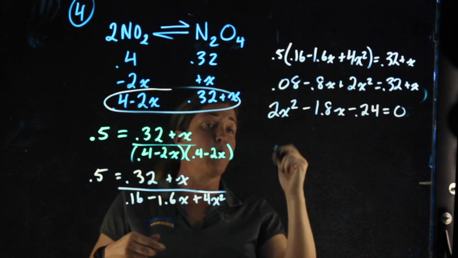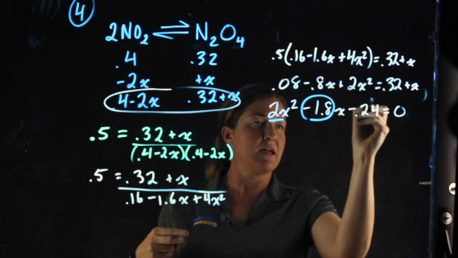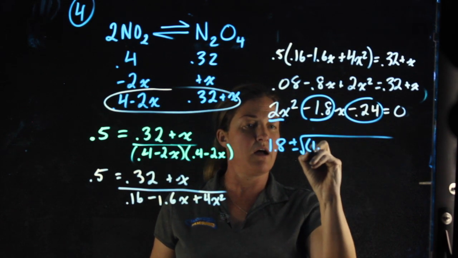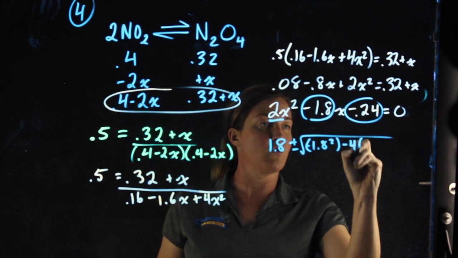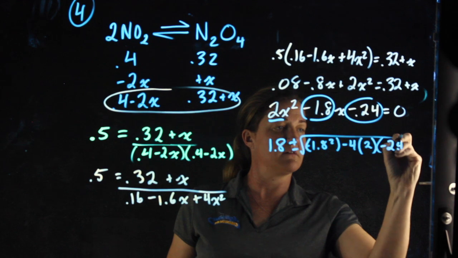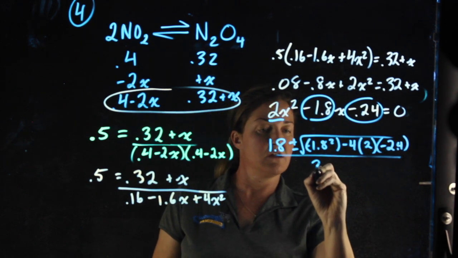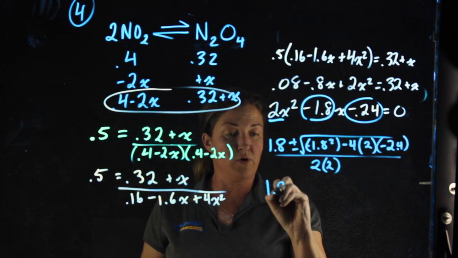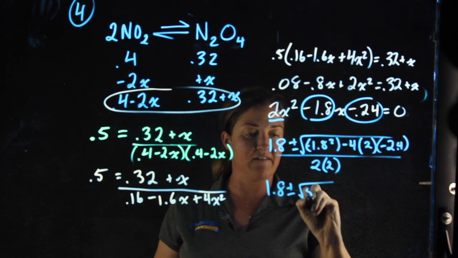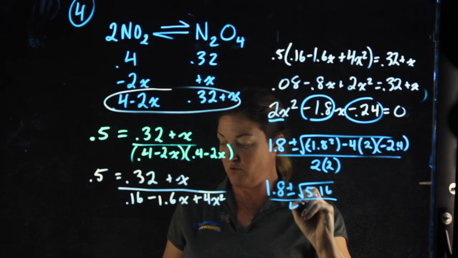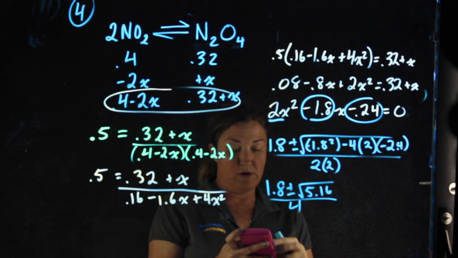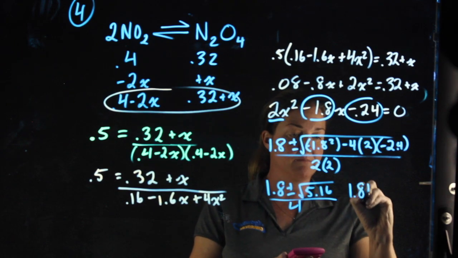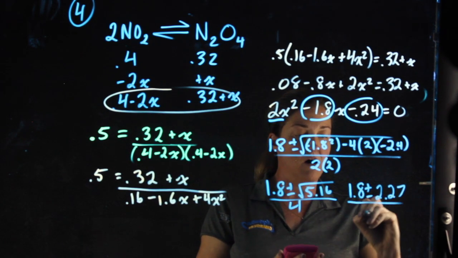Ready to go into the quadratic with a, b, and c. Negative b plus or minus the square root of b squared minus 4ac, the whole thing over 2a. Or 1.8 plus or minus the square root of 5.16 all over 4. And the square root of 5.16 is 2.27, so I'll have 1.8 plus or minus 2.27 all over 4.